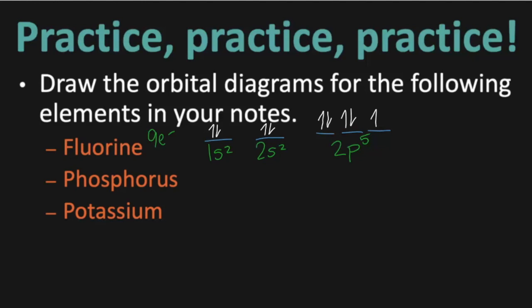So let's go ahead and write our electron configuration. I have 1s2, 2s2, 2p6, I'm at 10, 3s2, 12, and then 3p, I need 15, so 3p3. Here's a good example of some of those rules.